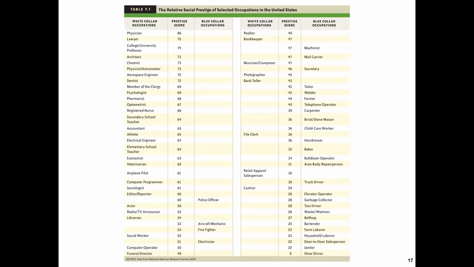You will note college/university professor at 74. And I can tell you, college and university professors do not make nearly as much money as lawyers, architects, chemists, physicists, aerospace engineers. That I wish, but it doesn't happen. So the point of this chart is that there is a disconnect between the amount of prestige held by an individual and the amount of money they make per year.